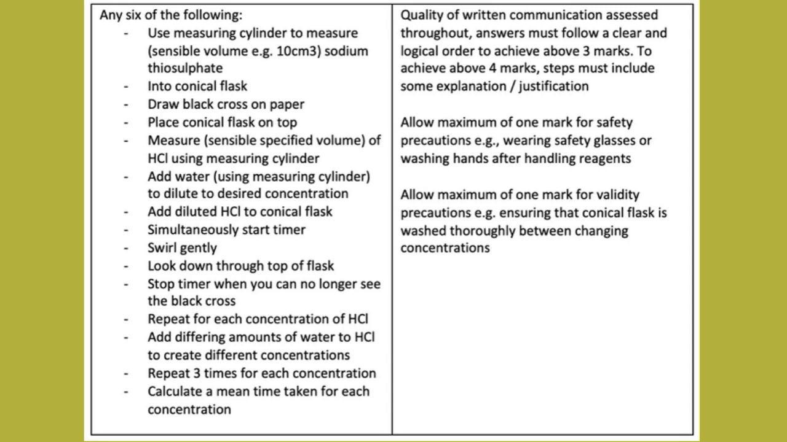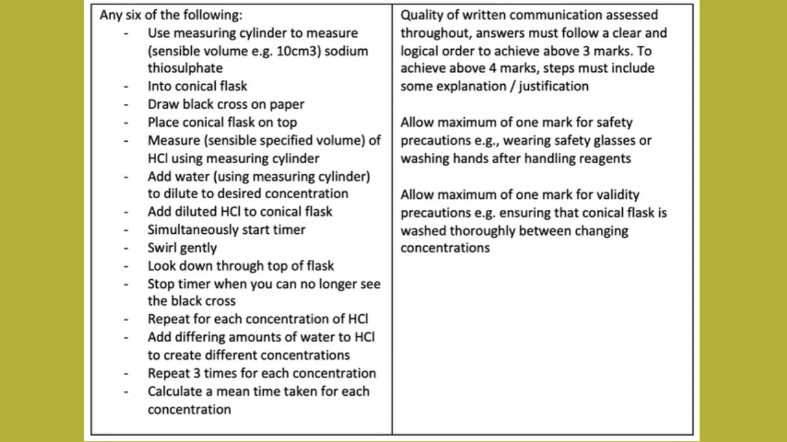Right, so we allow a maximum of 1 mark for safety precautions and a maximum of 1 mark for validity precautions. Okay, and any of these 6 will be fine. Use a measuring cylinder to measure the thiosulfate into the conical flask. Draw the black cross on the paper. Put the flask on top. Measure the volume of HCl, then add your water.